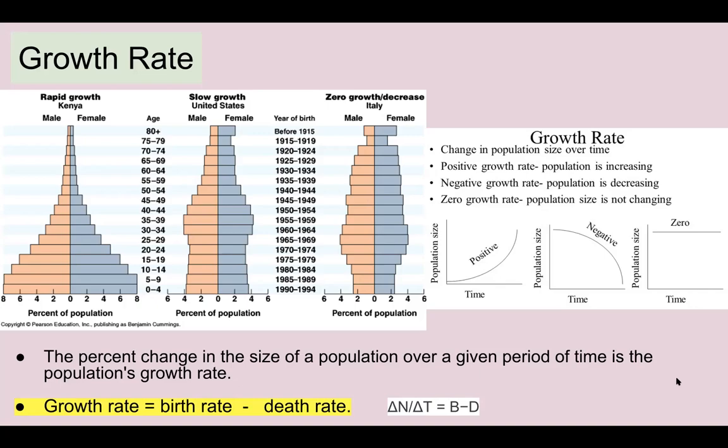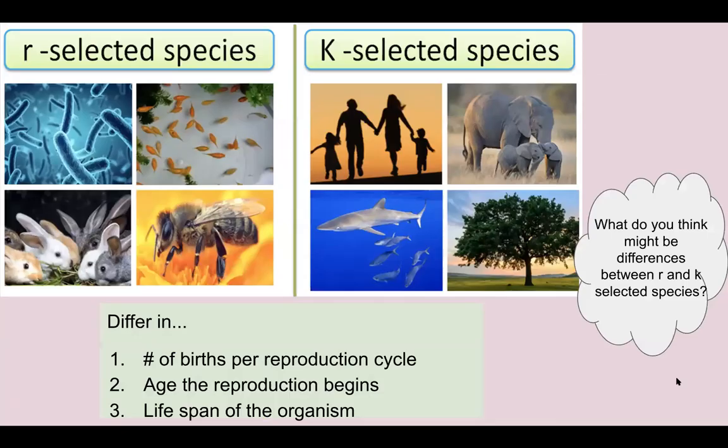And so that's growth rate. Our next thing to take a look at is what we call a species' biotic potential. Biotic potential is the fastest rate at which its population can grow. And there's two ways that we can separate populations. We can call them an R-selected species, and we can call them a K-selected species. So if you take a look at this diagram, what do you think might be some differences between the R species and the K species?